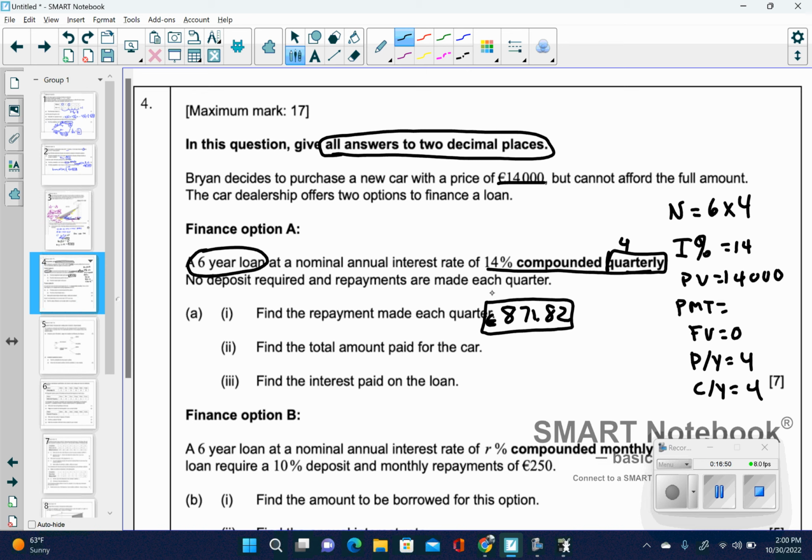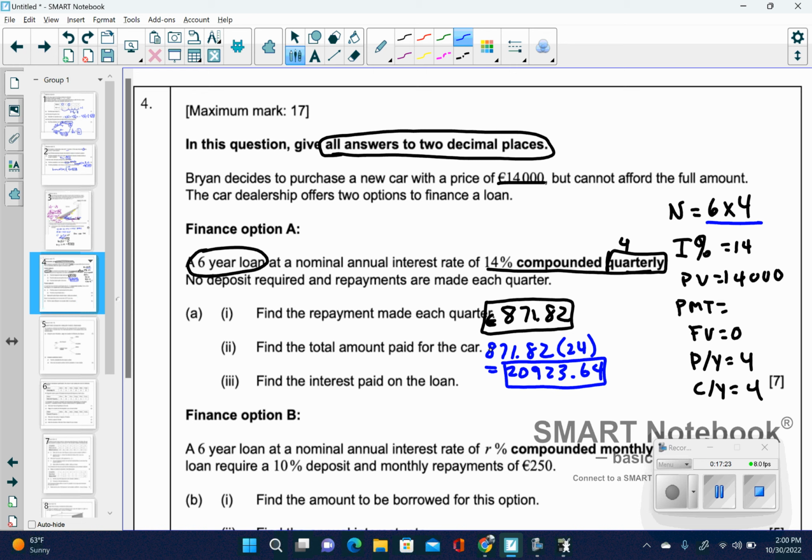For the second one, he is paying this amount, which is $871.82. And he's paying that over 24, right? So 6 years times 4 times a year. So we're going to do 871.82 times 24. So 6 times 4 is 24. And that number is going to give us 20,923.64. Check my math, but that is how much I got.